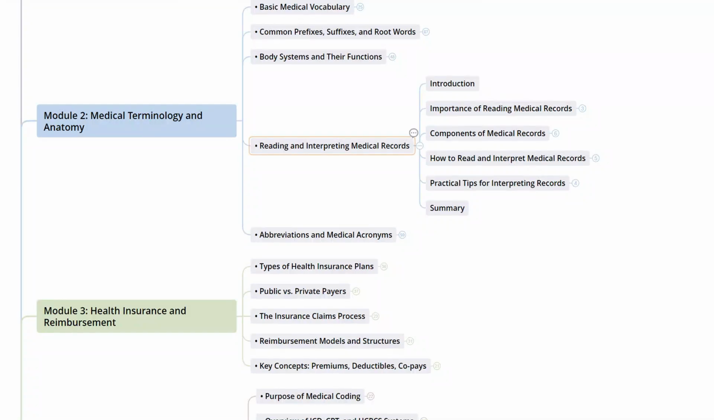Its topic: reading and interpreting medical records. Introduction. Accurate reading and interpretation of medical records are fundamental skills for medical billing and coding professionals. This module focuses on developing the ability to understand clinical documentation effectively, ensuring precise coding, billing, and compliance. You will learn how to navigate various sections of medical records, extract relevant information, and interpret medical language accurately.